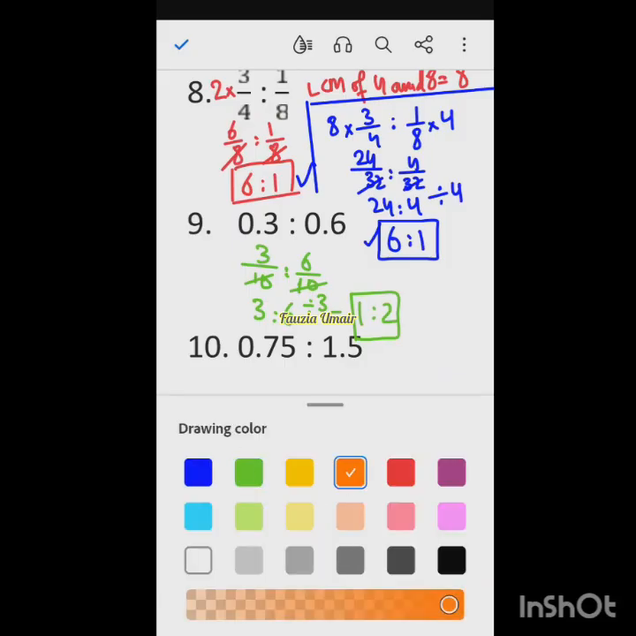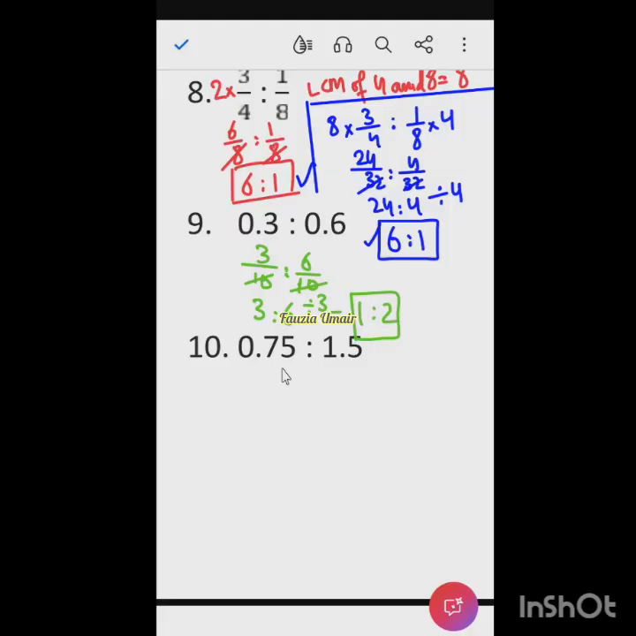So next question is 0.75 ratio 1.5. So decimals again. How to solve decimals? Changing them into fractions. Very good. So what is the fraction of 0.75? 75 by 100. Very good. And 1.5 is? 15 by 10. Excellent. So now we need to make the denominator the same.